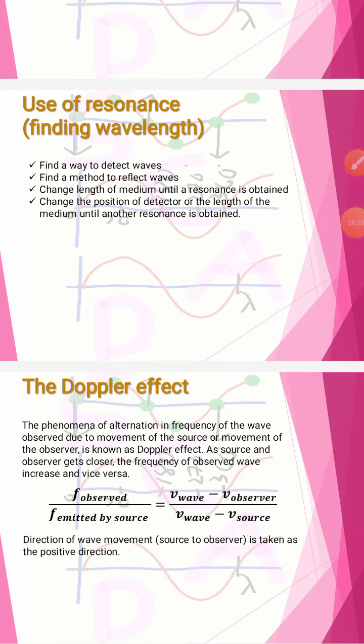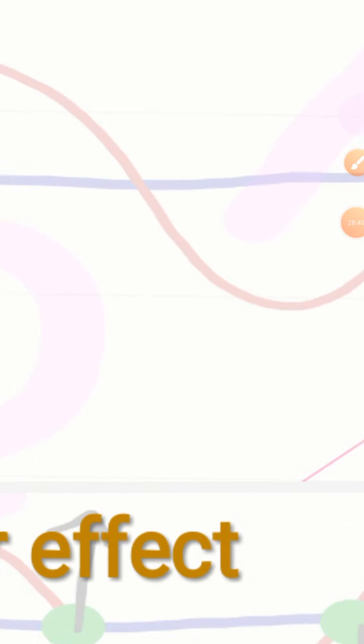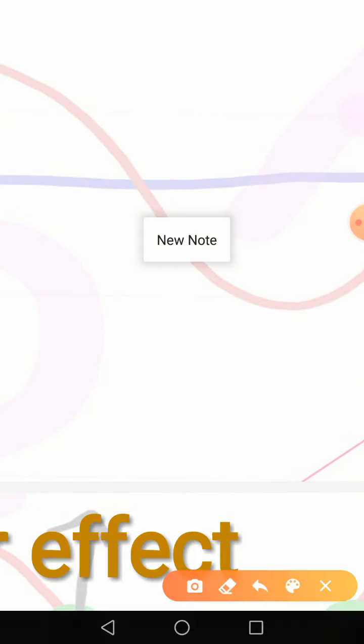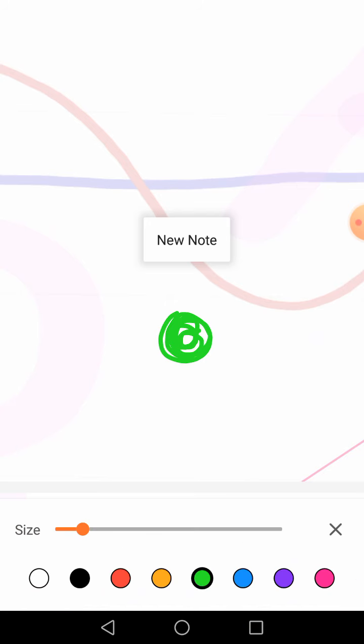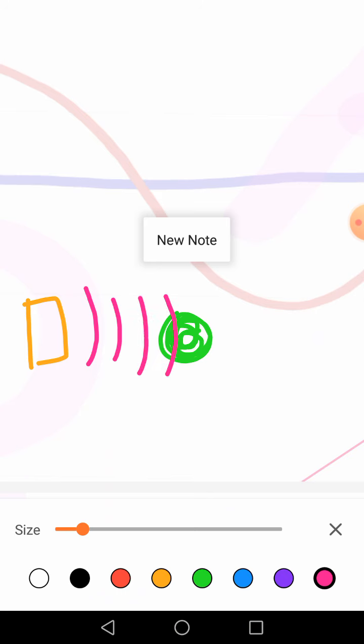Suppose you are the observer, and this is the source. When the source is standing still, it's emitting waves like this, and the waves are passing through you.